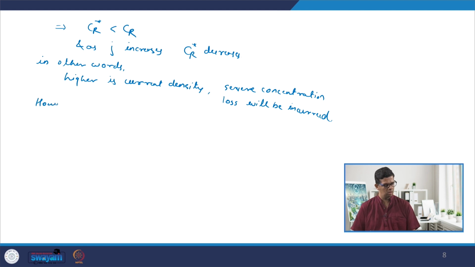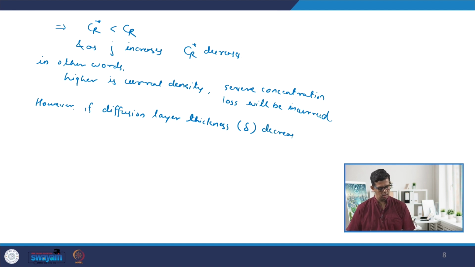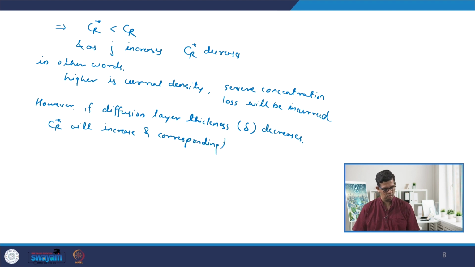However, if diffusion layer thickness, which is delta, decreases, or by some means if we decrease the diffusion layer thickness, the surface concentration will also increase, and correspondingly the concentration loss will also be decreased, right.